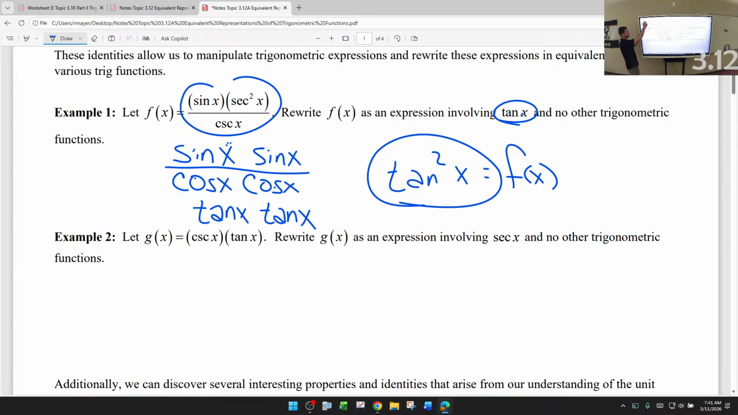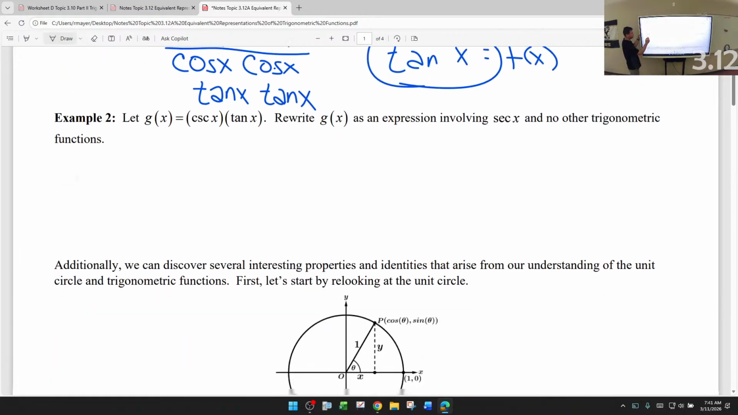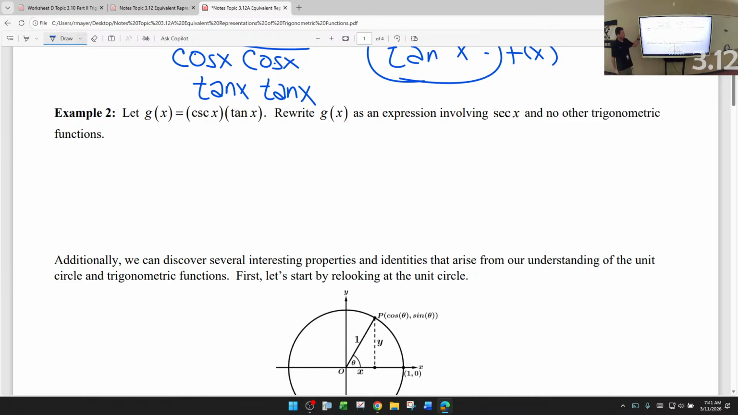We got the second one. Some of you guys have already started this. Let g of x equal cosecant times tangent, and rewrite it involving secant and no other trigonometric functions. I don't have a single secant up there right now, but I'm just going to see what happens, right? So cosecant, I'm going to change that. The best way to do these is change them to sines and cosines.